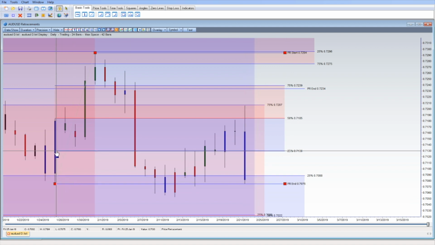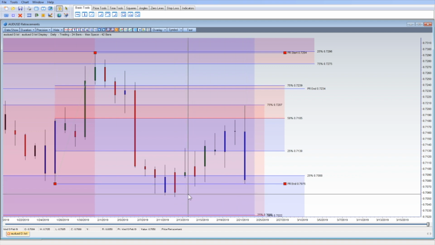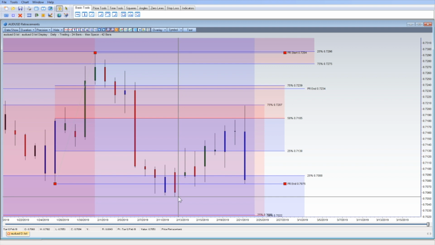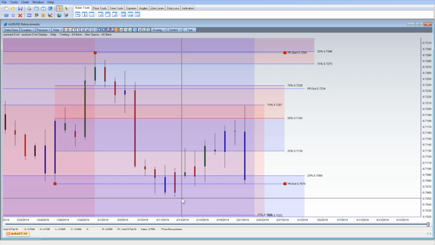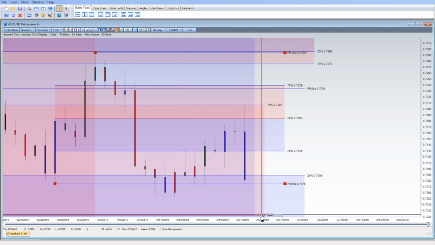70.75. It's finding support at this swing pivot low right here. But if it cracks that, it's going to probably test that 70.53. Then if it cracks that, you could probably kiss this 25%, which is at 70.22. So this is the retracement level.